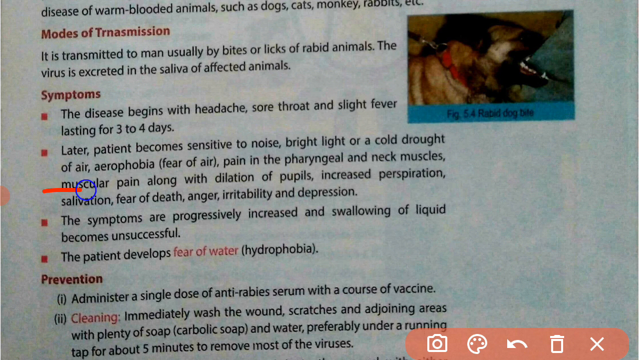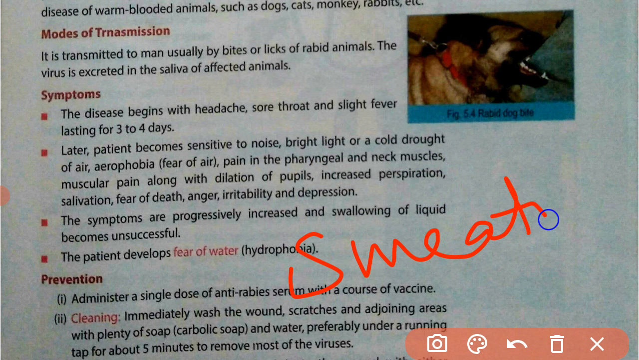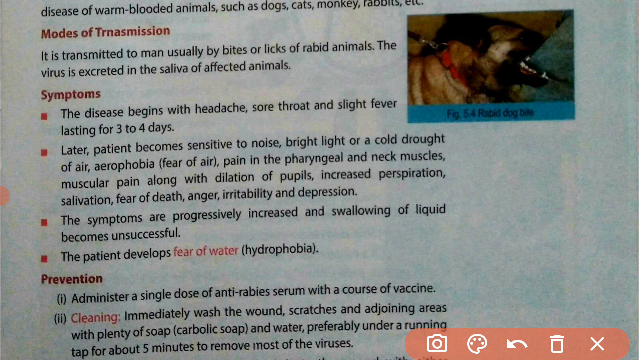Muscle pain also occurs, and the pupils in the eyes become dilated, bigger, and perspiration, sweating, increases. Perspiration means sweating. The sweating rate will increase in that person, and salivation will also increase. The amount of saliva will become more and more. They start to fear death. They show anger, irritability, they show irritation, and they get into depression.